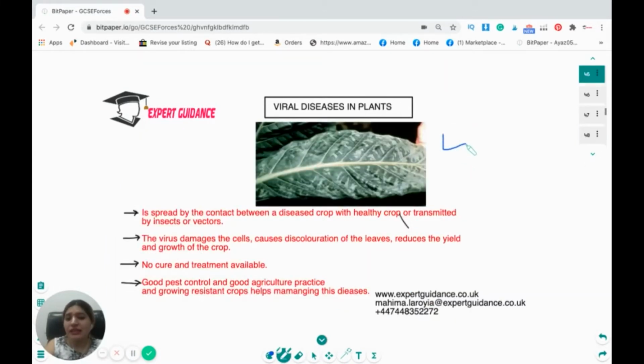In plants, the disease is the tobacco mosaic virus. It's spread by contact between a diseased crop and a healthy crop, or it can be transmitted by insects or vectors. The virus damages the cells, causing discoloration of the leaves and reducing the yield and growth of the crop. There's no cure or treatment available. Good pest control, good agricultural practice, or growing disease-resistant crops helps in the management of the disease.